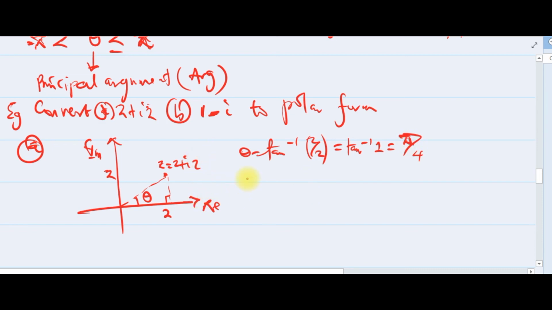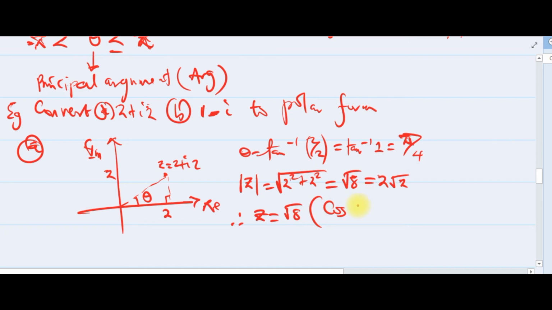Now our modulus is the square root of 2 squared plus 2 squared. So 4 plus 4 is 8, so the square root of 8, or maybe you can write it as 2 root 2. Either one. Therefore, our complex number in polar form is root 8 cos theta, pi over 4, plus i sine pi over 4.